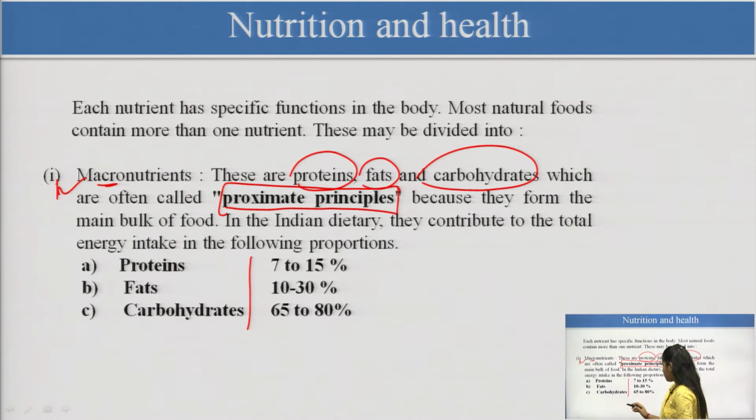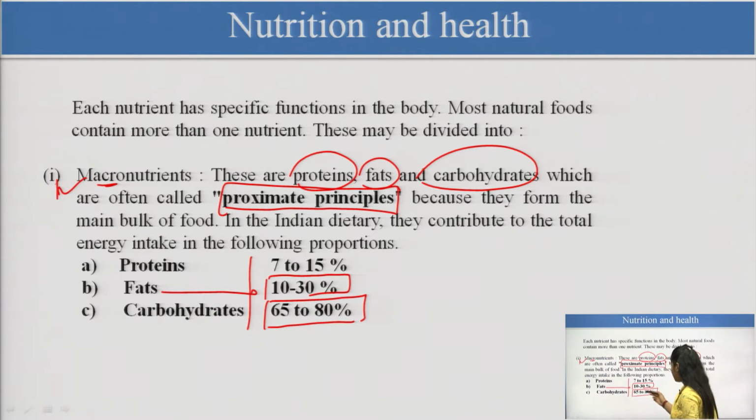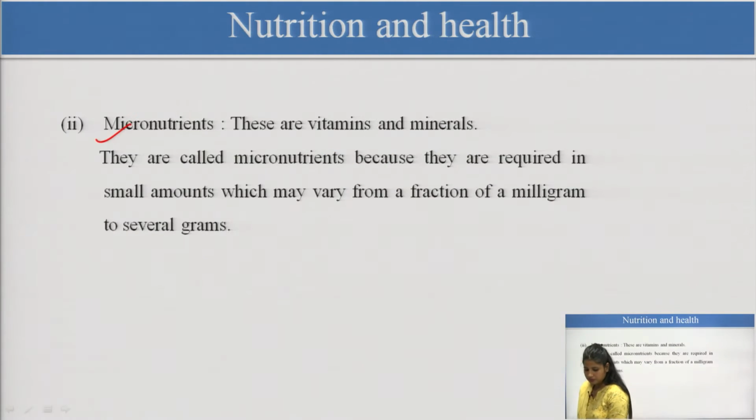The major share of the energy intake is from carbohydrate. So, we can see carbohydrate 65 to 80%. Then after that there are fats, which give 10 to 30% of the energy intake. Then proteins give 7 to 15%. Okay. So, these are their energy contributions according to the macronutrients we are taking.